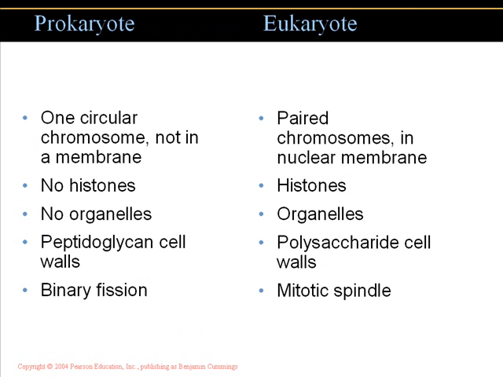This is a table out of your textbook that gives a comparison, looking at the chromosomal pattern and the histone or no histone presence. As you look at prokaryotes versus eukaryotes: no organelles and organelles, peptidoglycan cell wall and polysaccharide cell wall, and then binary fission for prokaryotes and mitotic spindle for eukaryotes. You should be familiar with these characteristics as displayed here on this slide.